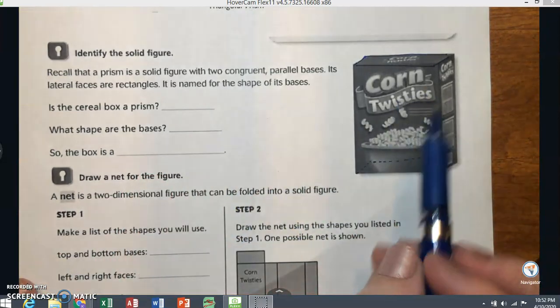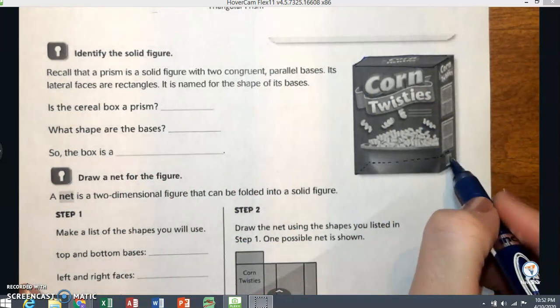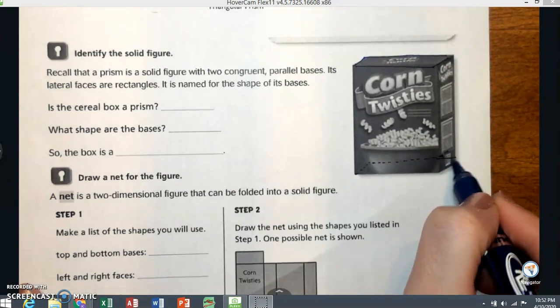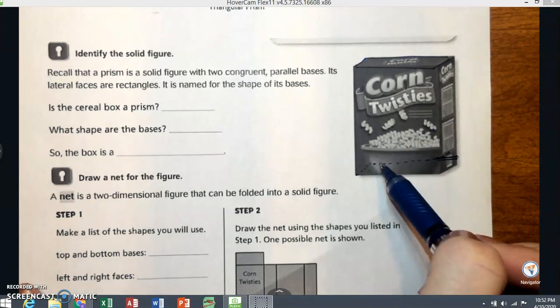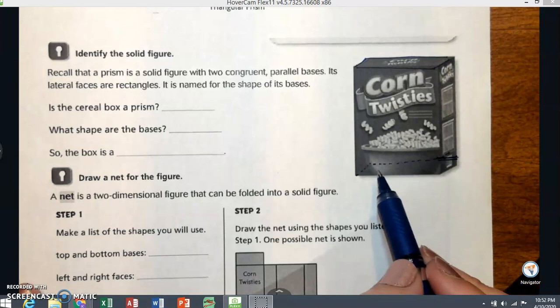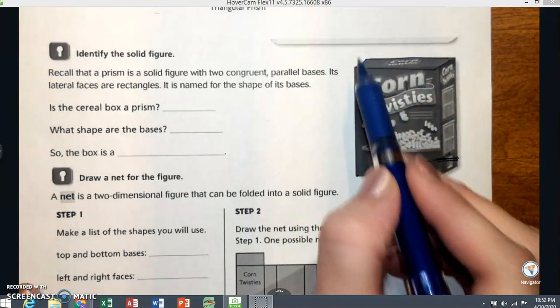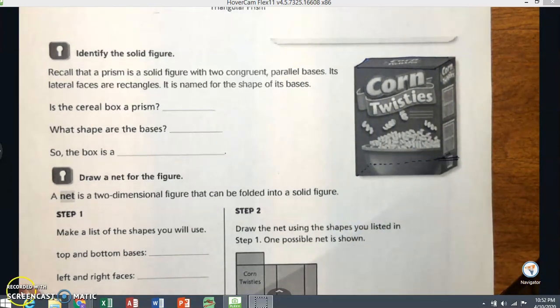Alright, so for our first example, we're going to identify the solid figure here. I was trying to give you an idea of how this would look. Notice on the top and the bottom we have rectangles, although you can't see that. This is a cereal box, so you can visualize the top of it being a rectangle, and the bottom's also a rectangle.